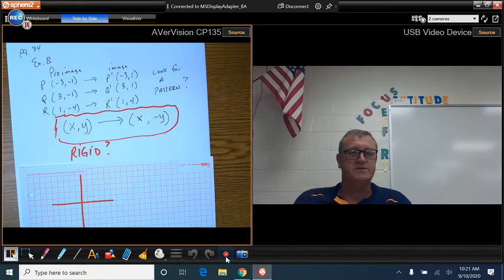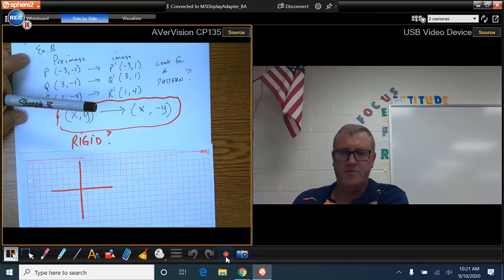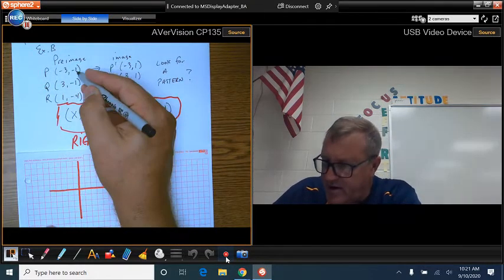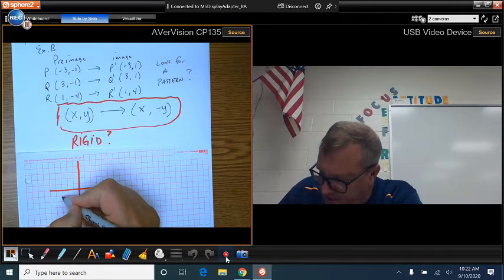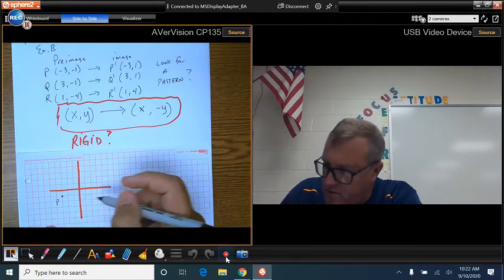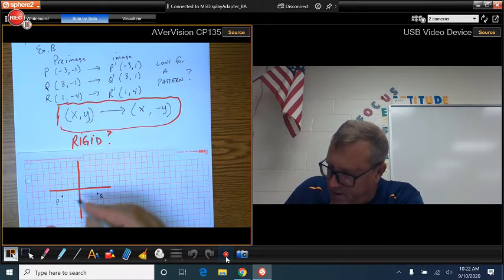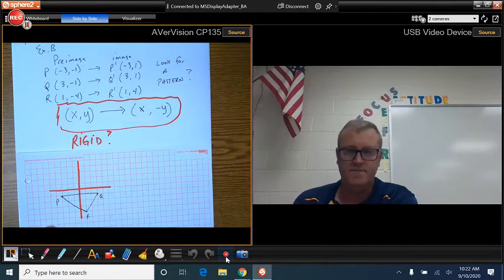All right, so I'm going to graph these coordinates fairly quickly, so stay with me here. We're trying to determine whether or not it's a rigid transformation. So P is (-3, -1). I'm doing this side first. There's P. Q is (3, -1). R is (1, -4). There's the original triangle.